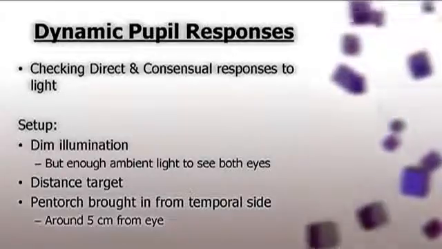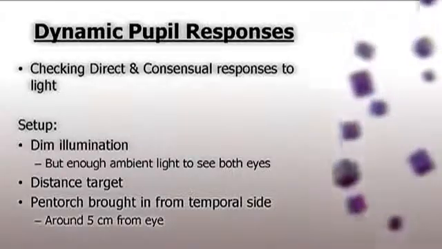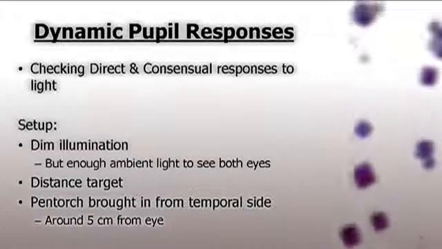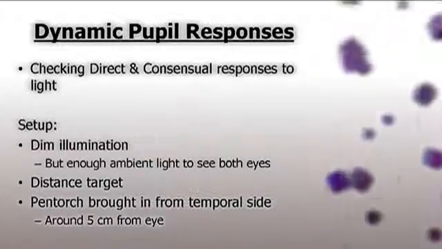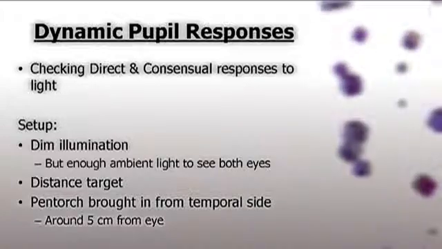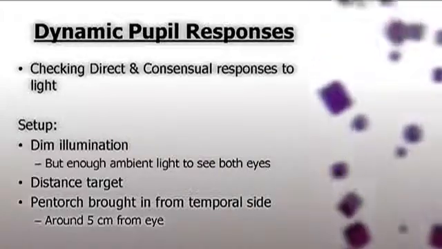So to measure the direct response to light, we will bring a pen torch in from the temporal side, have it about 5 to 10 centimetres away from the eye and shine it into the pupil. To measure the direct response, we will look at the eye which is being illuminated, and as soon as that light arrives, you should see an associated pupil constriction. Upon removal of the light, you should see the pupil dilate. This process can be repeated 2 to 3 times, as abnormalities will possibly show once it has been repeated.